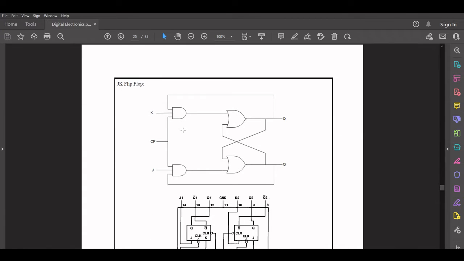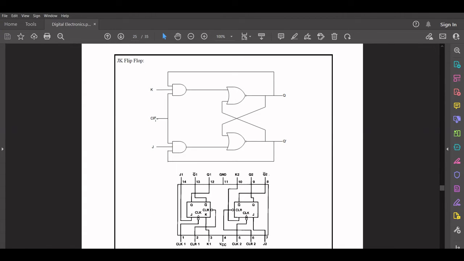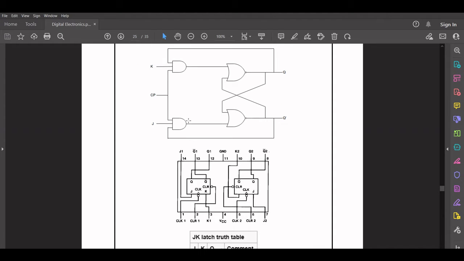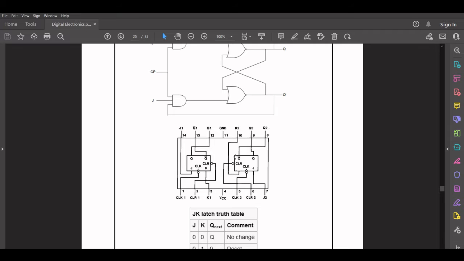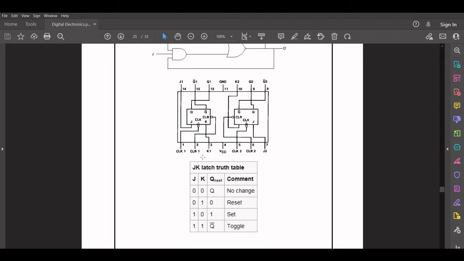The JK flip-flop again has two inputs, J and K, along with the clock pulse. And this is how its implementation looks with the logic gates, and this is how the IC package looks like. It is very similar to the RS flip-flop, where in the first case where both of them are 0, we have no change in the output.